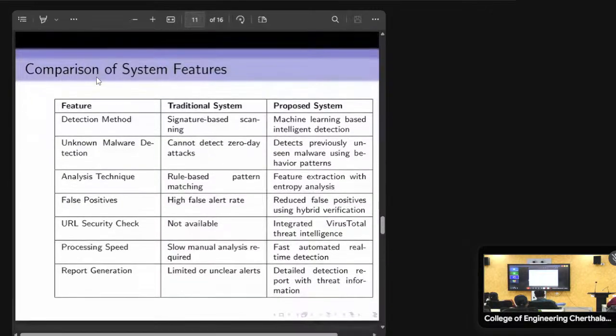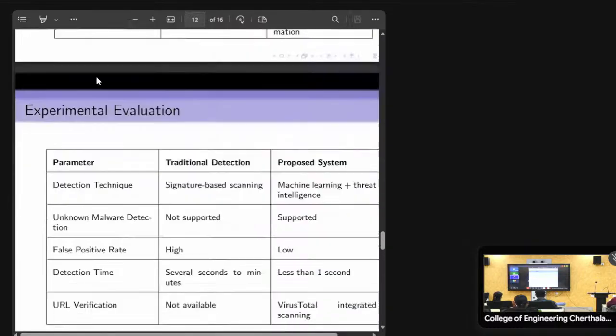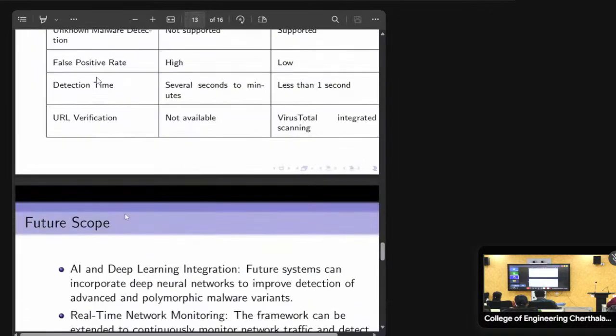In the comparison table, the traditional system and my system. This table compares traditional signature-based detection with my proposed hybrid machine learning system, showing improvement in unknown malware detection, reduced false positives, faster processing, and URL verification. The experimental evaluation shows that the proposed system has faster detection time and supports unknown malware detection compared to traditional systems.